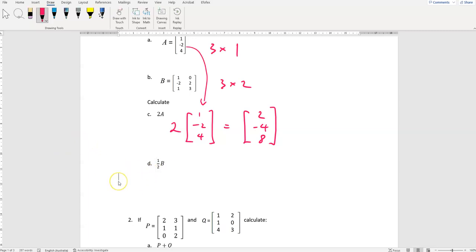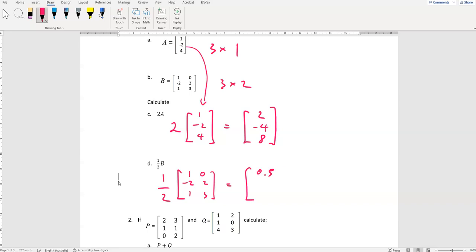Okay. The next one, a half B. So a half B is a half with everything inside as above. Alright, so you got 1, 0, negative 2, 2, 1, and 3. Now, if you want to do this in the calculator, that's fine too, but this is quite straightforward that you probably don't need to. And everything inside multiplied by half gives you, and I'm going to run out of space, so I'm going to write this down in decimals.